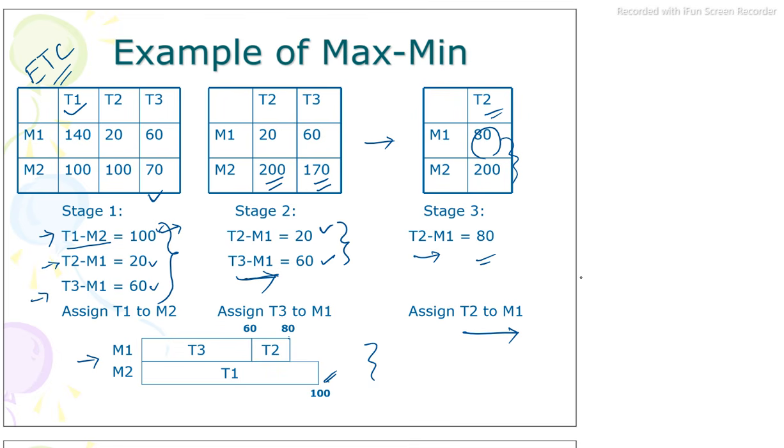This is the final Gantt chart we can create, and here the makespan, if we calculate it, will be 100. Why? Because M2 is taking 100 and M1 is taking 80. So out of these two machines, the completion time 100 is the maximum. That's why the makespan here is found to be 100. In this way we can calculate the makespan parameter for the max-min algorithm. Similarly we can also calculate the cloud utilization for this particular ETC matrix.